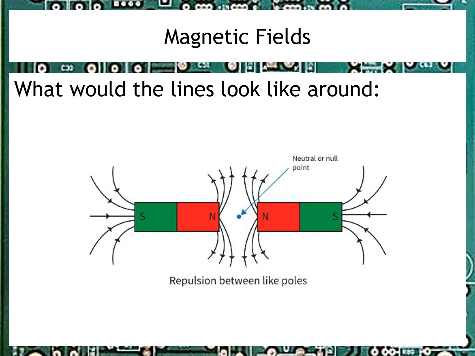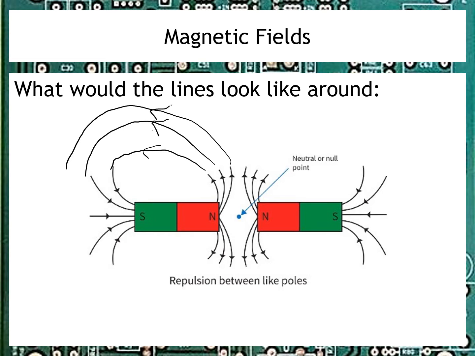So here's the answer. And in fact, I could add in these lines here and just show that actually these would join up around the outside. That's not very beautifully drawn, but you get the idea. And therefore, you could draw the field lines all the way around. We sort of run out of space a little bit here.